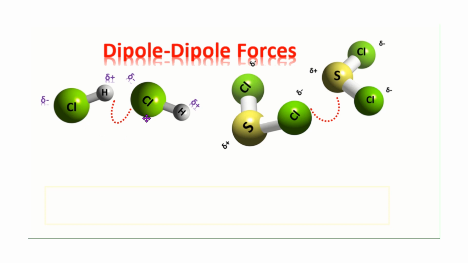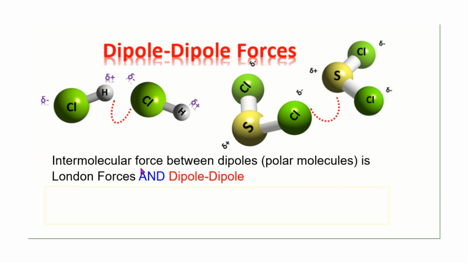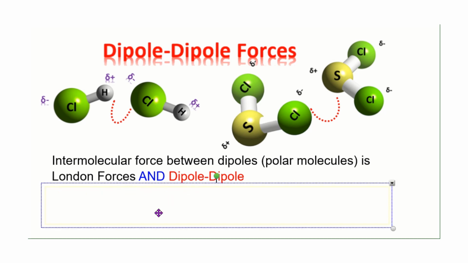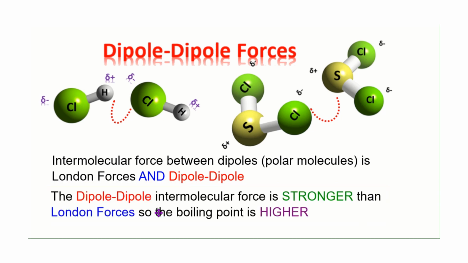Between polar molecules, there's the dipole-dipole force, plus there's the London force, because London forces exist between all particles. So the intermolecular forces between dipoles or polar molecules are London forces and dipole-dipole forces. The dipole-dipole intermolecular force is stronger than a London force, so the boiling point is higher. Because the dipole-dipole force is stronger, we have to supply more energy in terms of heat to break those London forces and the dipole-dipole forces, and that means we have a higher boiling point.